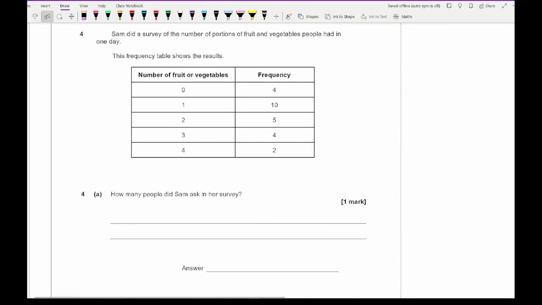Moving on to question 4, it says Sam did a survey of the number of portions of fruit and vegetable people had in one day. The frequency table shows the results. How many people did Sam ask in her survey? So for this, what we need to do is basically total the frequency. So we need to add up all of these numbers. So we've got 4, 14, 19, 23, 25. And the answer then is 25.